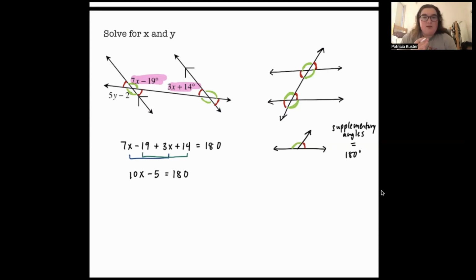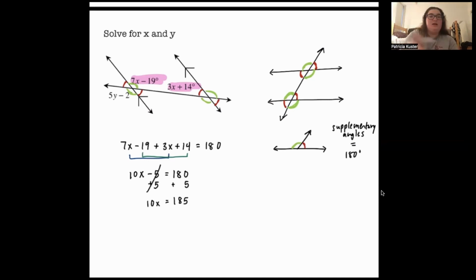So now that you've combined like terms, you move on to inverse operations, which basically means to isolate x, to get x by itself, you have to use inverse operations. So if you have a subtraction, the inverse of subtraction is addition. So here you have a subtraction, minus 5. We're going to add 5. Negative 5 plus 5 cancels out. And 180 plus 5 equals 185.